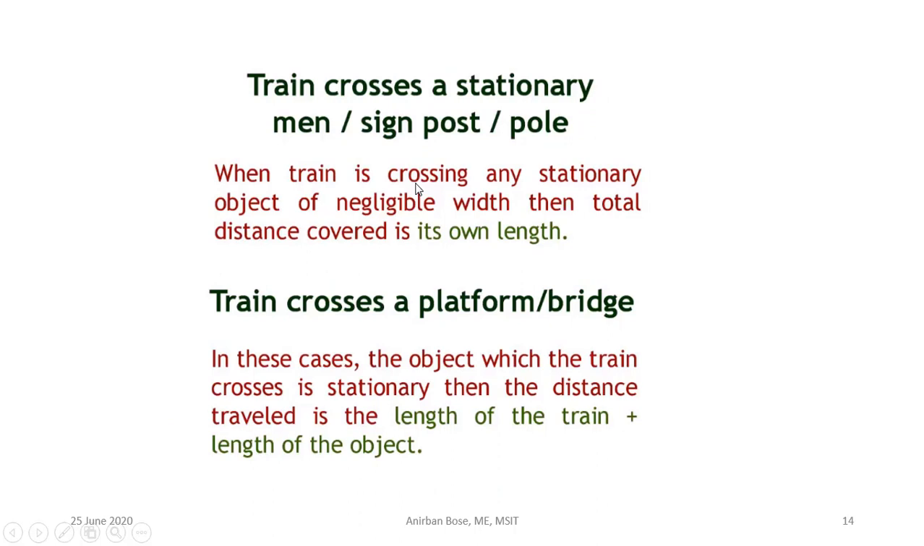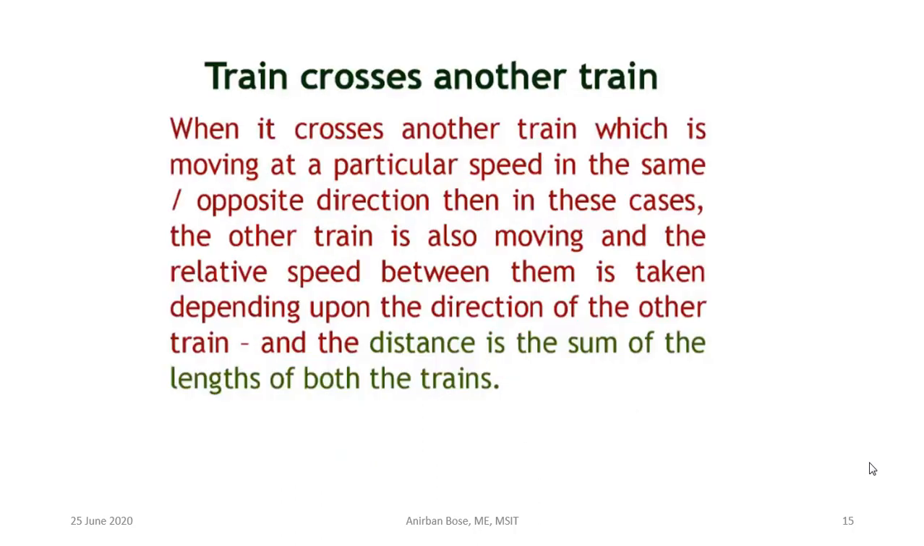Another thing, when a train is crossing any stationary object of negligible width, then the total distance covered, remember, is its own length. And in this case, if the object which the train crosses is stationary, then the distance traveled is the length of the train plus length of the object. Suppose a train is trying to cross a platform or a bridge, in that case the total distance traveled is the length of the train plus length of the object. So if you can remember these things, then we can solve a few problems related to relative velocities.